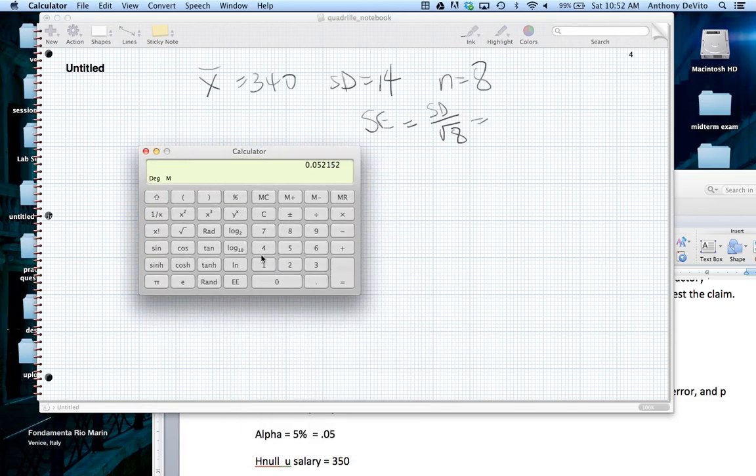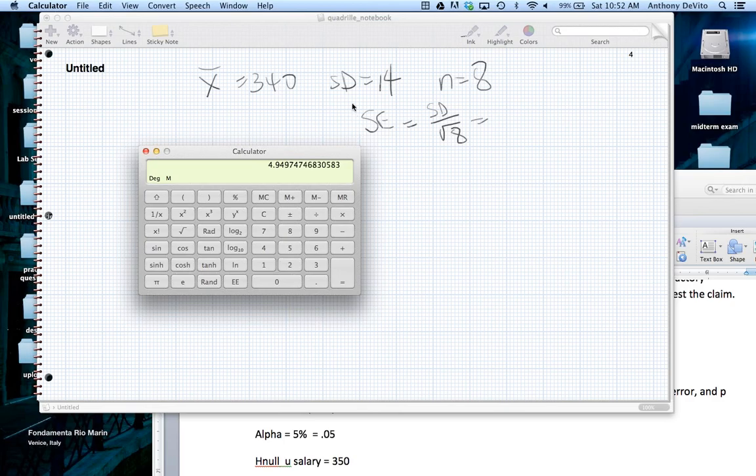My standard deviation is 14. Whoops, let me do this in 2 steps here. Let me clear out my memory. The square root of 8 is 2.82. I'm going to put that into memory and clear this. And my standard deviation was 14, and I'm going to divide that by the square root of 8. And that's equal to 4.95.